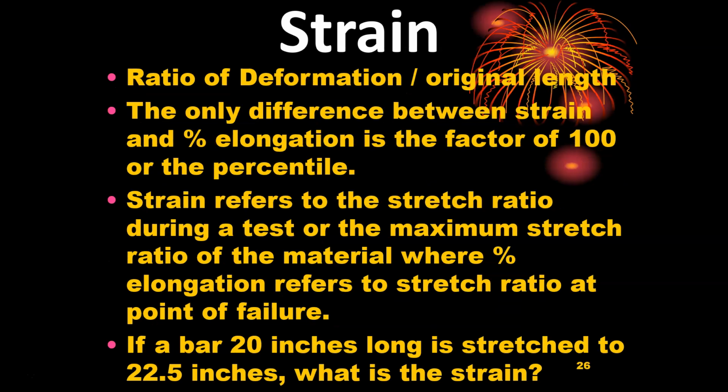Strain. Strain is the ratio of deformation divided by the original length. 2.5 divided by 20, as in the previous slide, equals 0.125 inches per inch. It is the same formula as percent elongation without multiplying by 100%. So, what if a bar is 5 inches and it stretches to 6.5 inches during testing? What is the strain? The answer is 0.3 inches per inch. And again, if you don't get that, go back and rework that formula.